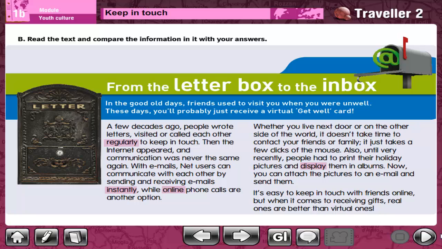And I can ask another question. Is the communication the same nowadays? The answer, of course, no. It is not the same. How do people communicate nowadays? Look at the answer. With emails. Sending or receiving emails. Okay. Or phone calls.